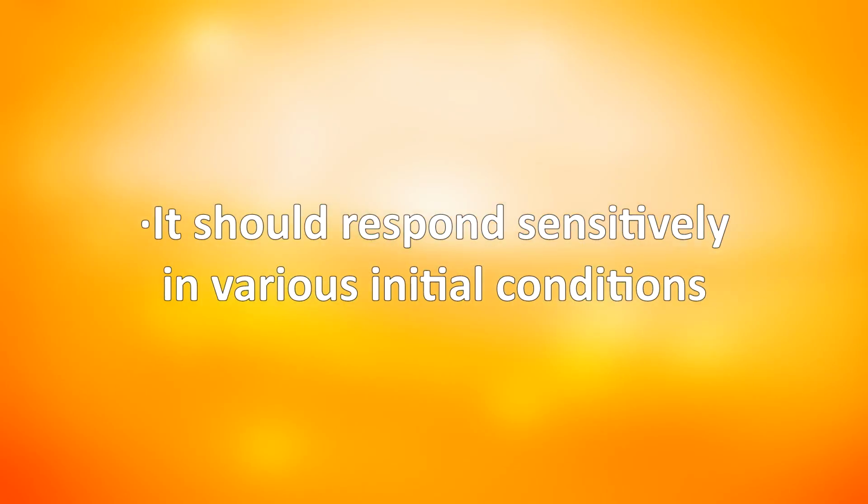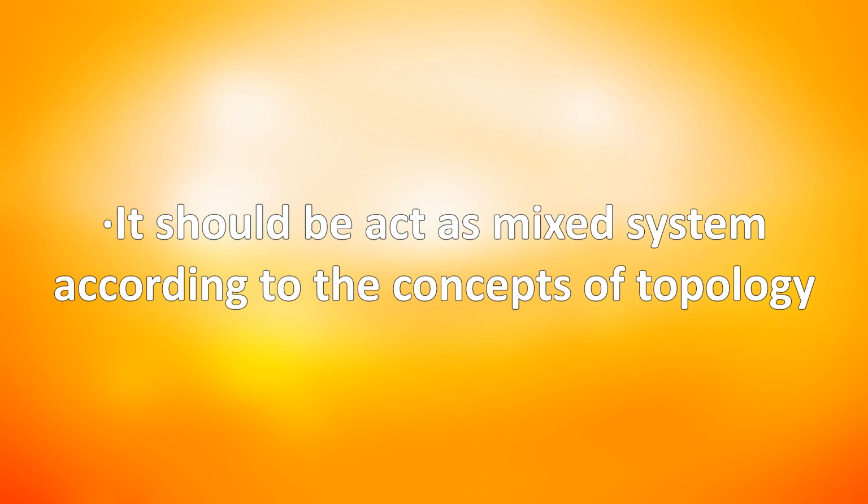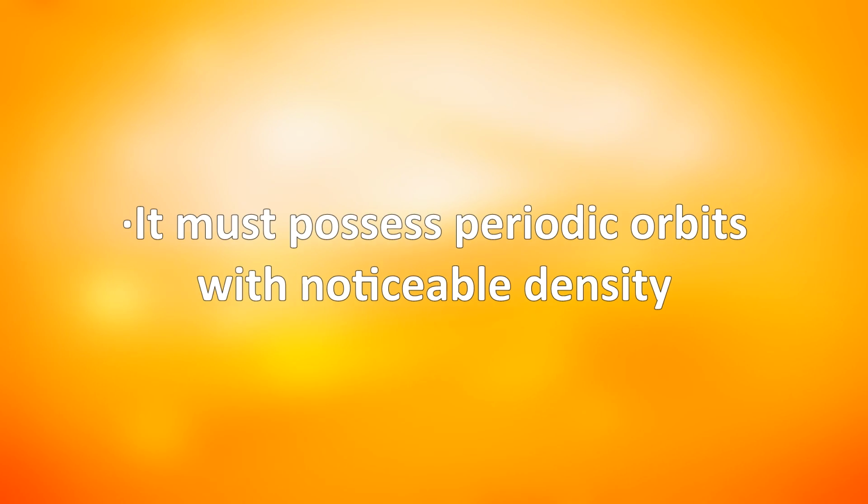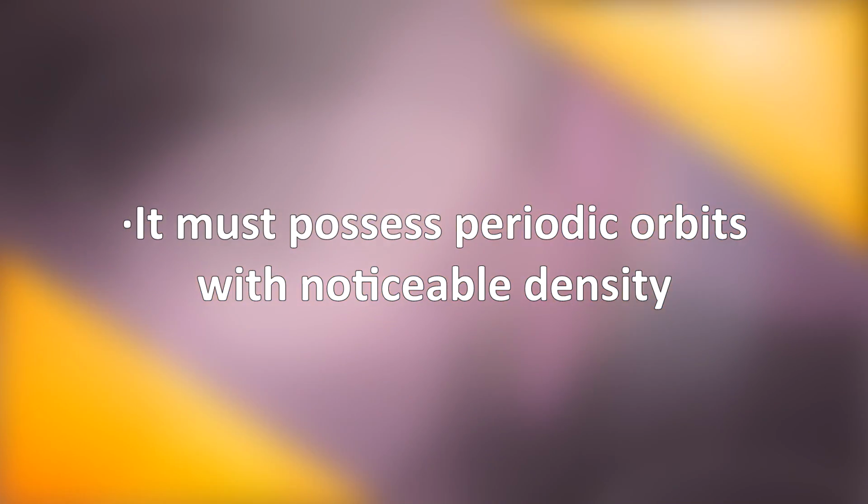According to this definition, a dynamic system which possesses the following properties can be defined as a chaotic system. It should respond sensitively to various initial conditions. It should act as a mixing system according to the concepts of topology. It must possess periodic orbits with noticeable density. Following is a list of chaotic dynamics.